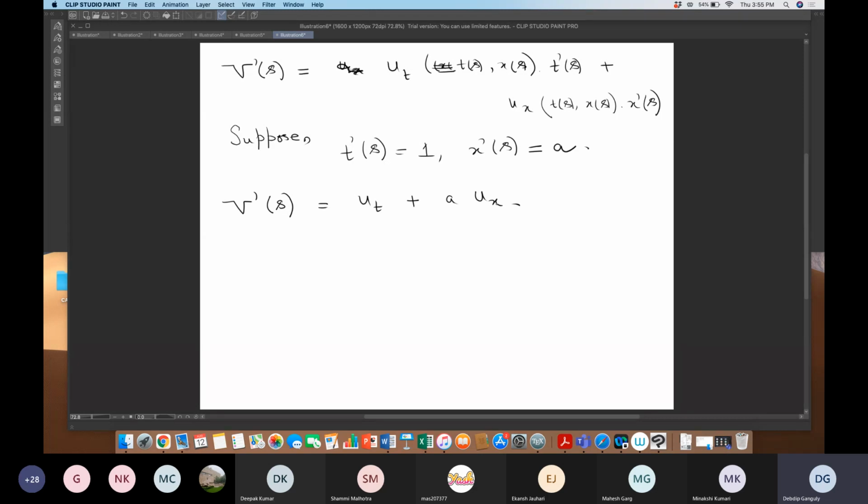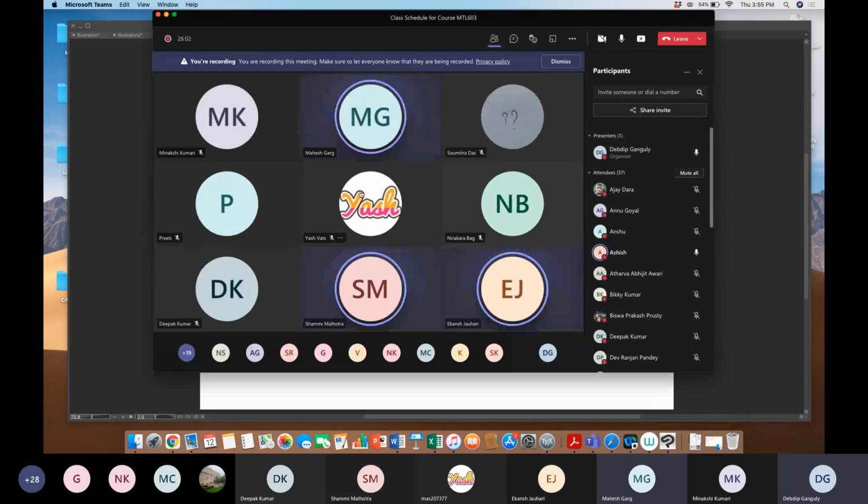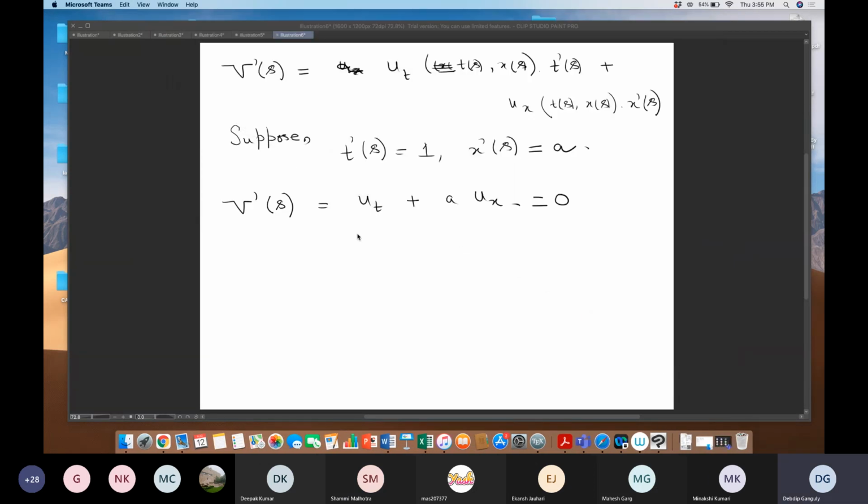So we want to find the solution. Let us suppose that U is a solution, then we will see how U looks like. So V prime of S is UT plus A UX. If U is a solution, then it has to be 0. Yes or no? Everyone agree? Whenever you have a small doubt, you ask me. This is very important, I must say.